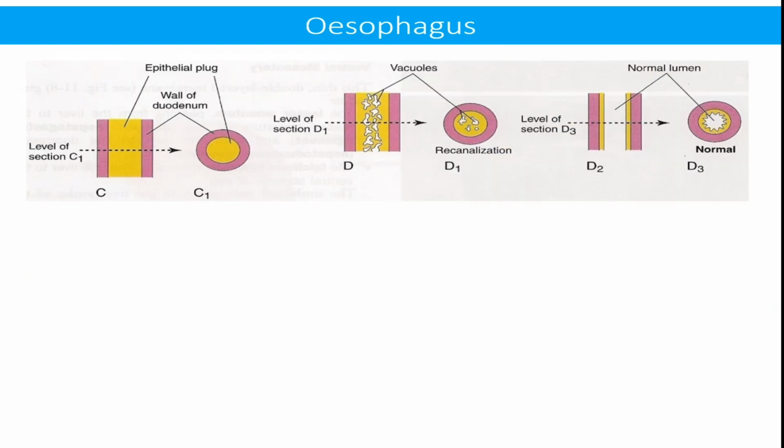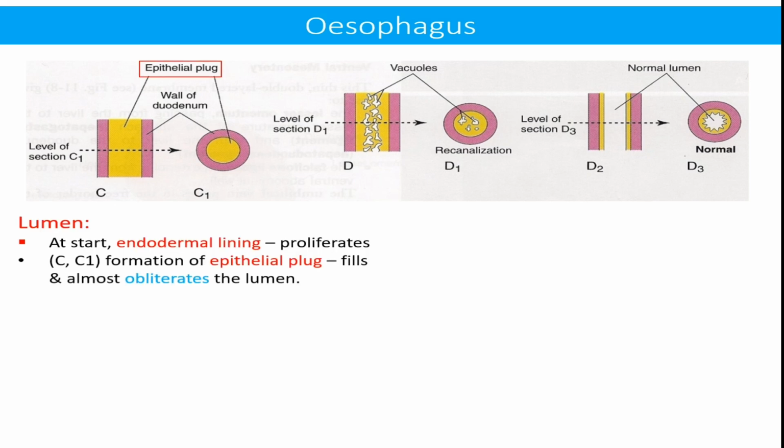The lumen of the esophagus develops as follows. At the start, the endodermal lining starts proliferating. See in the diagrams C and C1, which are longitudinal and transverse sections of the developing esophagus. This proliferation leads to the formation of an epithelial plug, which fills and almost obliterates the lumen.